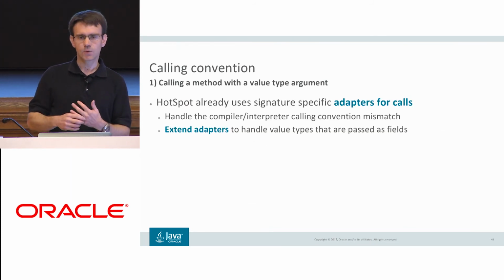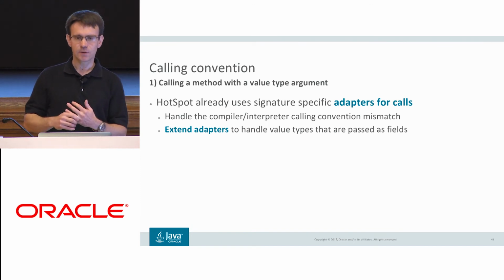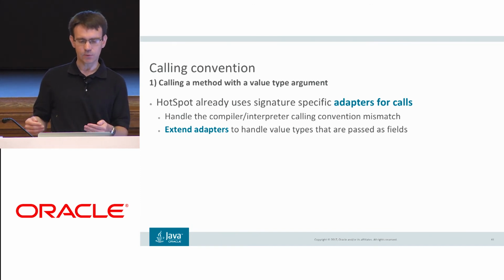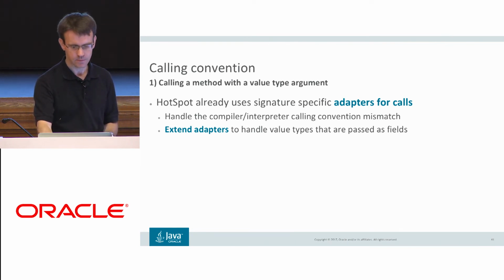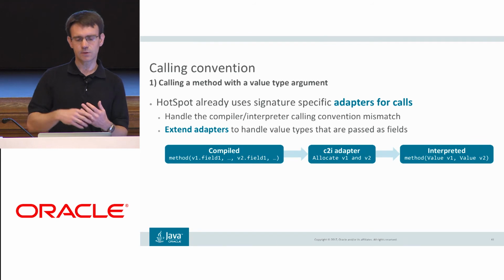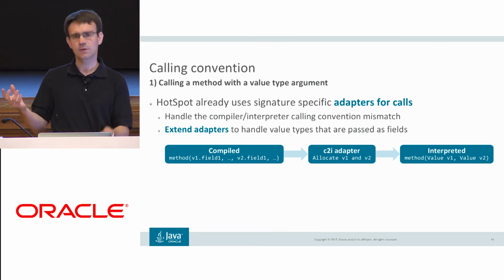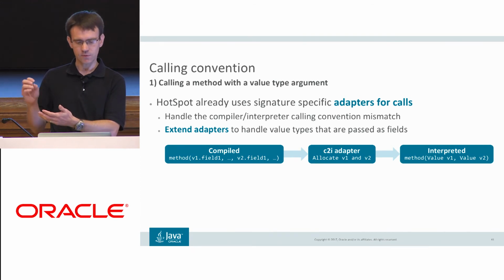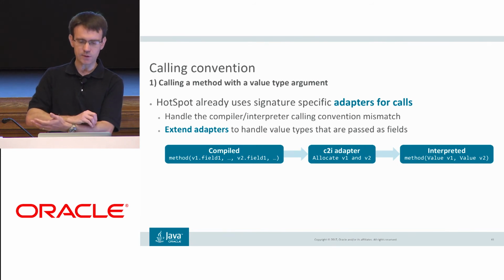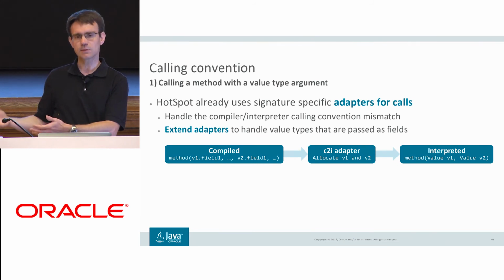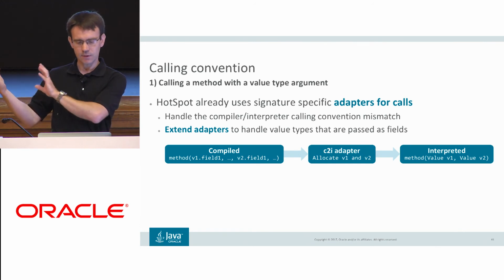Fortunately, in HotSpot, we already had some adapters for calls because the interpreter and the compiler have slightly different calling conventions. So they extended the adapters to handle the case of value types. So when a compiled method is calling an interpreted method, initially all the values have been broken down in registers. The C2I adapter will allocate the value type, fill the fields from the field values in registers, and then when the interpreted method starts its execution, it has an allocated value type available.